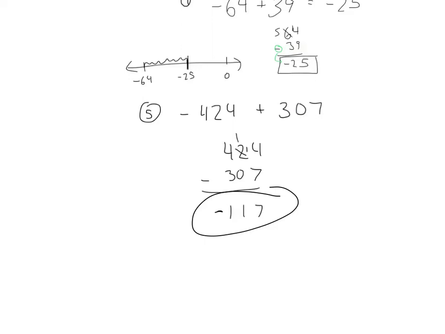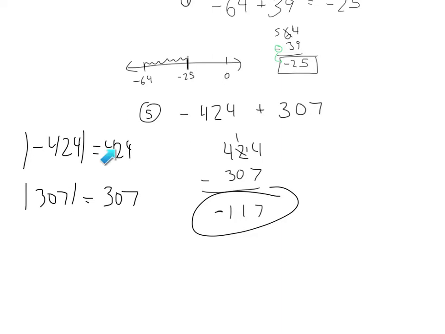Now the reason we put this one on top is because -424 actually has a larger absolute value than 307. Okay, well, what does that mean again? Well, remember, the absolute value of -424 is how far away -424 is from 0? Well, it's 424 spots. How far away is 307 from 0? Well, it's only 307. So the one with the larger absolute value goes on top of our little subtraction problem, and then again we tack on the negative at the end.